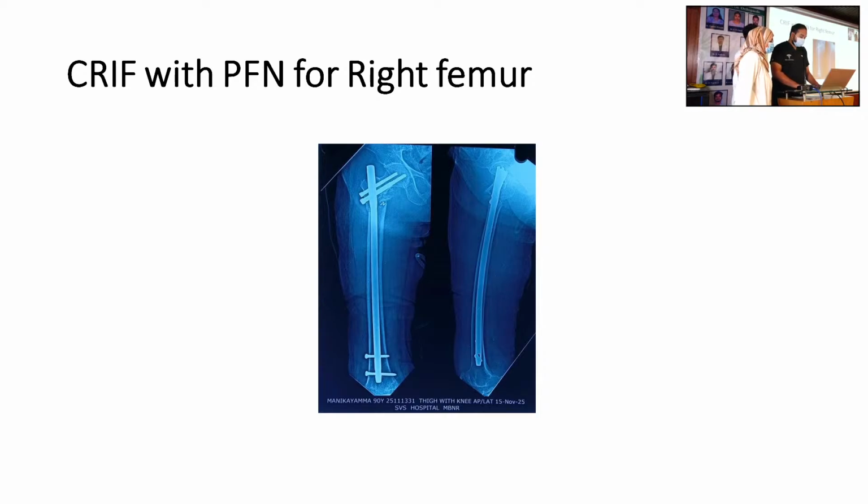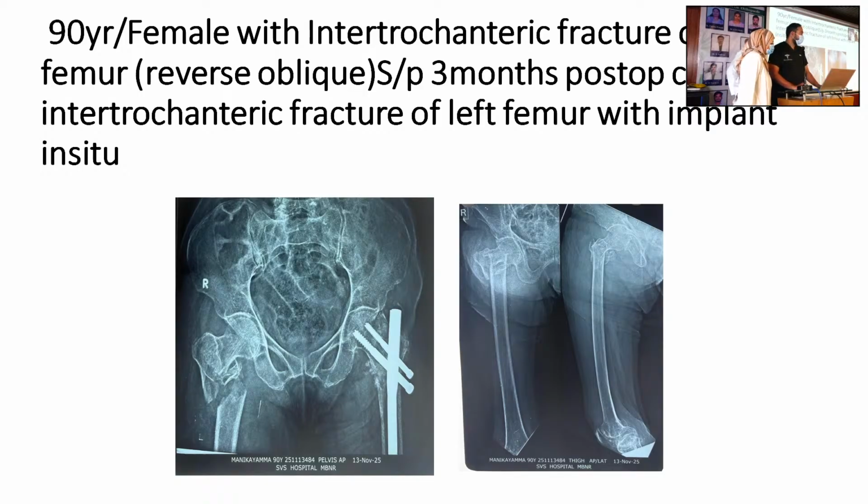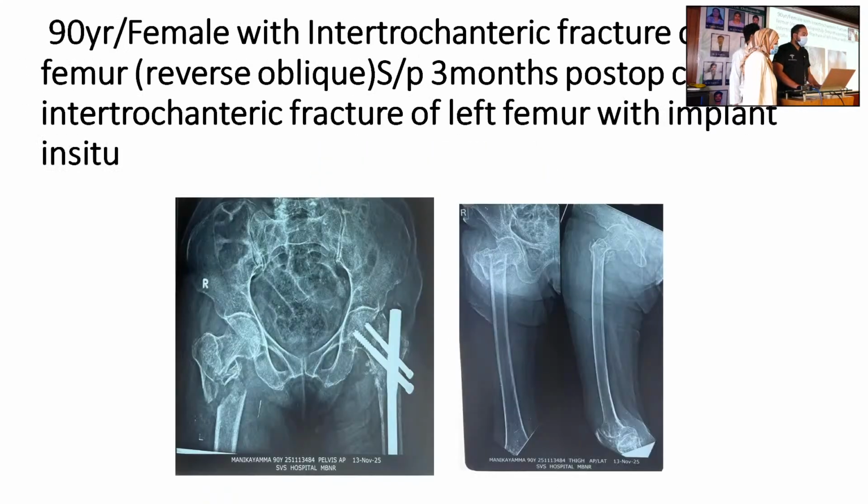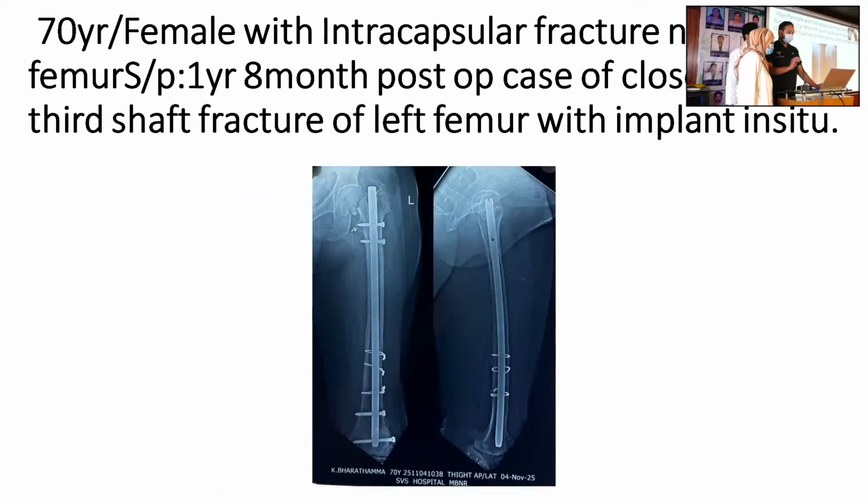Simple, sir. Communication is there. Combination. Yes, sir. So what is the quality of bone? Osteoporotic, sir. 90 years, sir. So that is also important. The age of the patient, the quality of the bone also plays a great role in fracture union. Am I right?